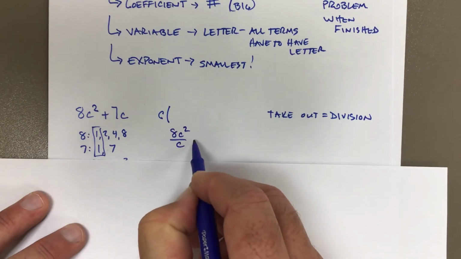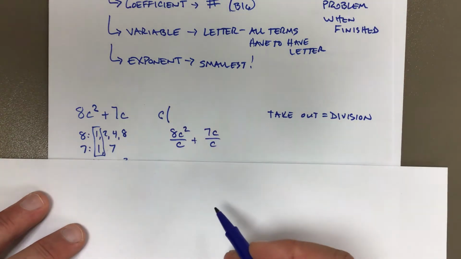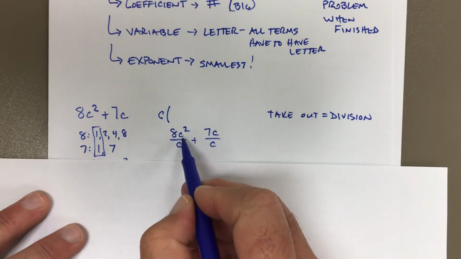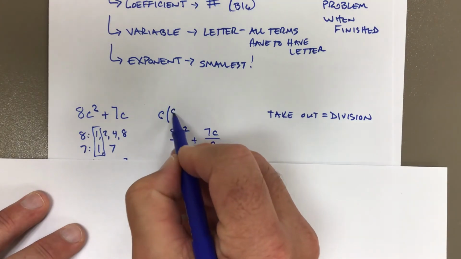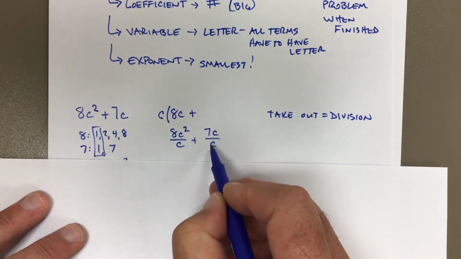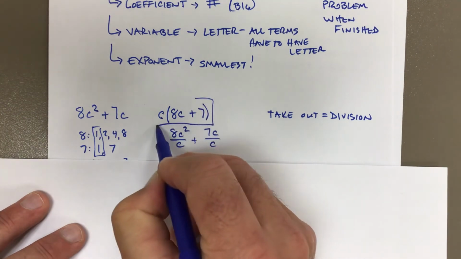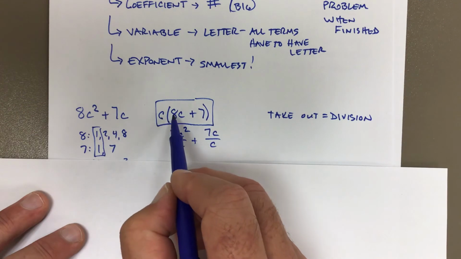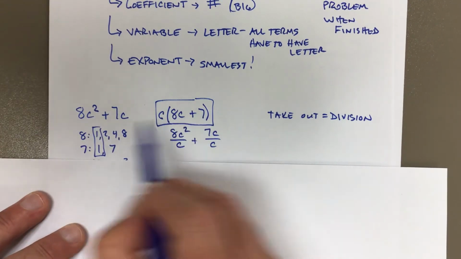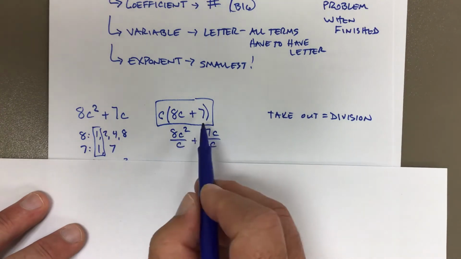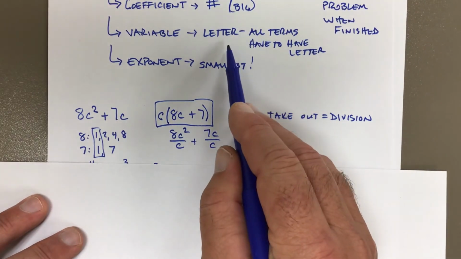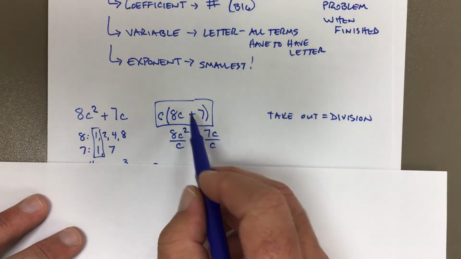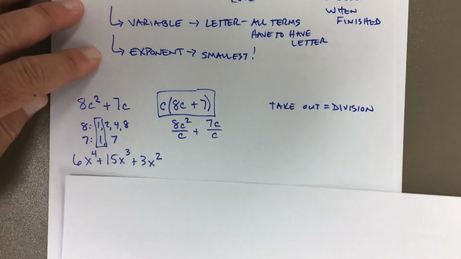8c squared divided by c plus 7c divided by c. That's what we're doing when we're taking out the greatest common factor. So since we are dividing, we subtract exponents. So 2 minus 1 is 1. So this is just 8c plus, and then this goes away, and we're just left with 7. So there's our answer. Notice it looks like a distribution problem. So if I distributed this c times 8c is 8c squared, and c times 7 is 7c. So what we're looking for is the largest number. We're making sure that all the terms have that variable in it, and then we want the smallest exponent. And then what's left?